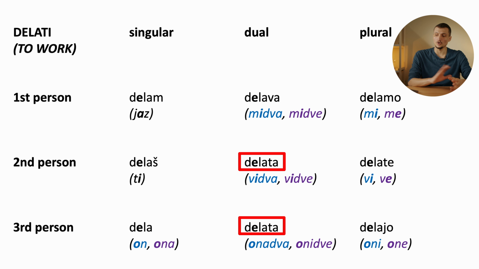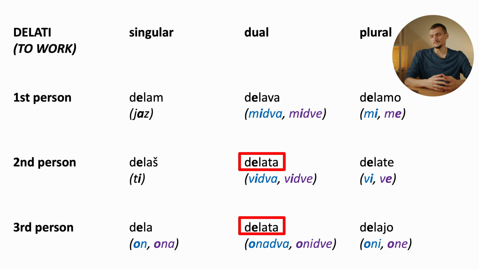So of all of them, delata, the ta ending, is the most ambiguous one. So the ta ending can be you two or they two. This kind of makes it more likely that we will use the pronouns with you two and they two, just to be sure if we're saying you two or they two.